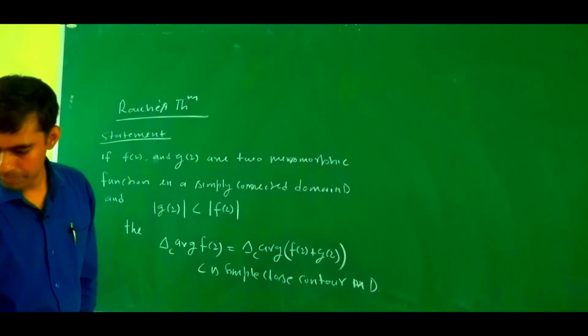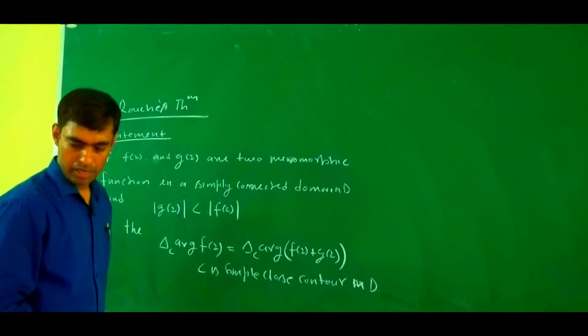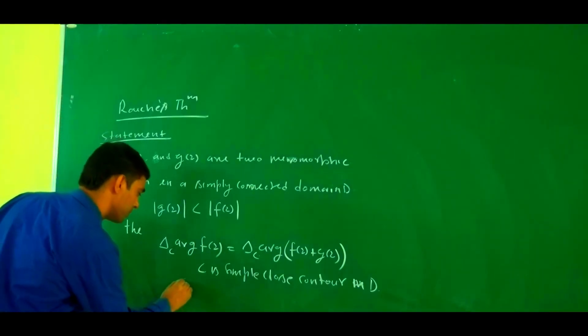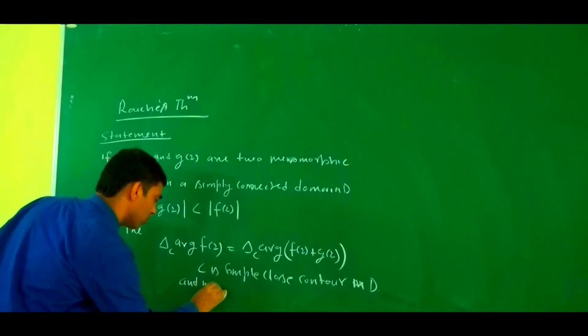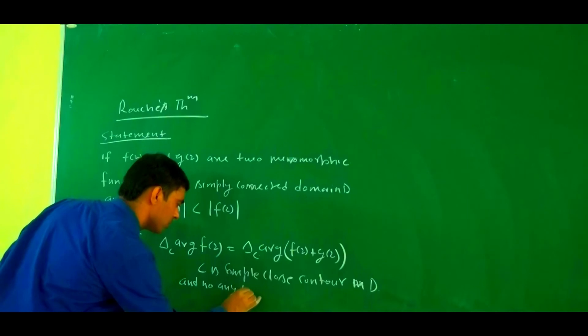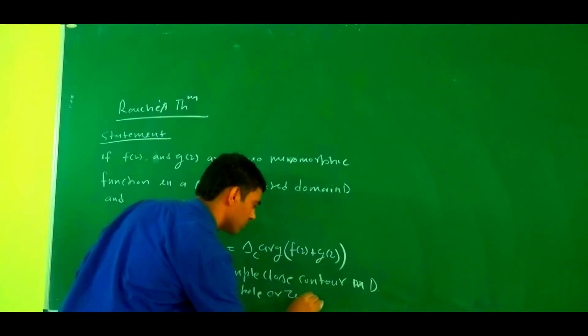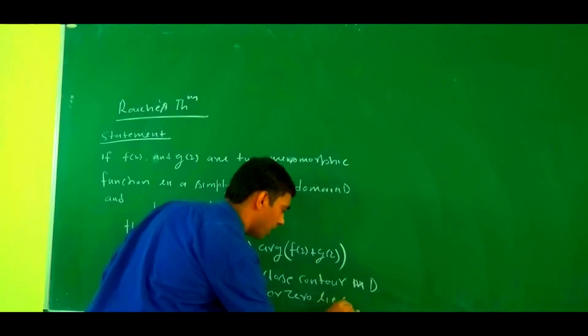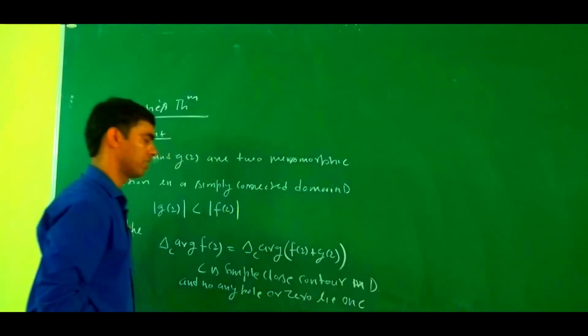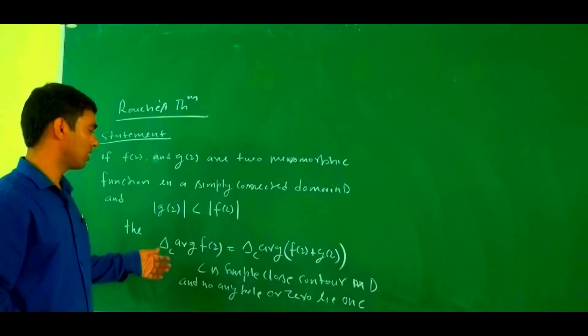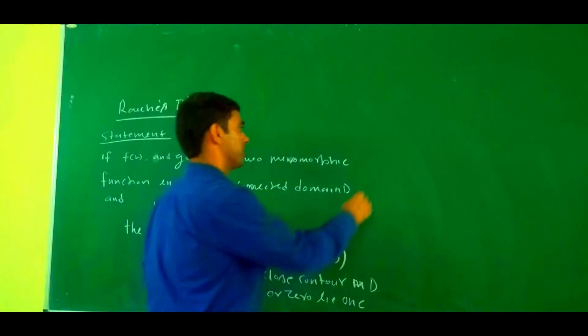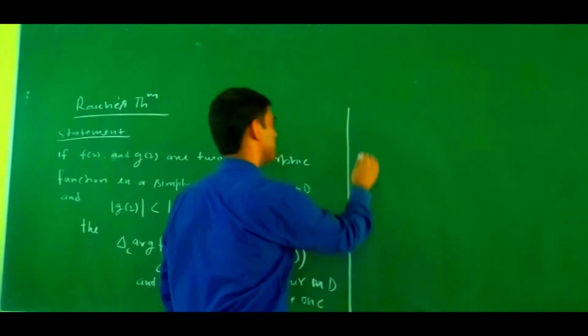In D, and no any poles. Poles are 0. All poles and zeros lie inside the contour C. So how do we prove this one?